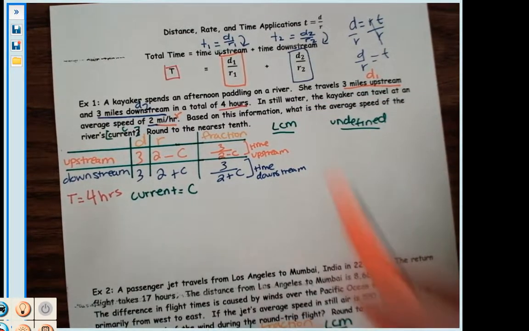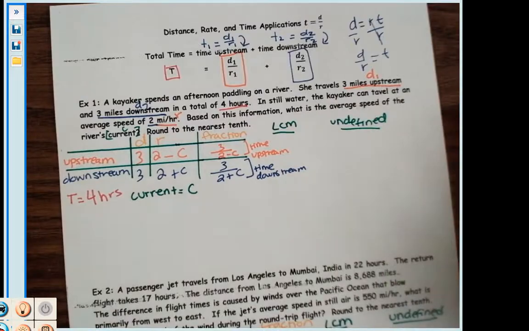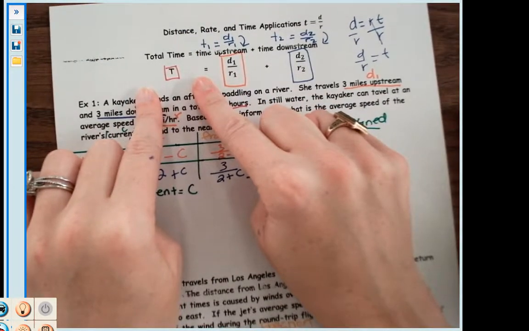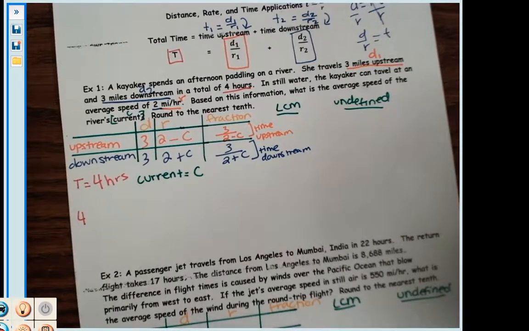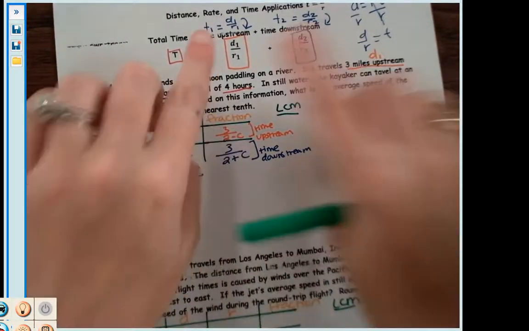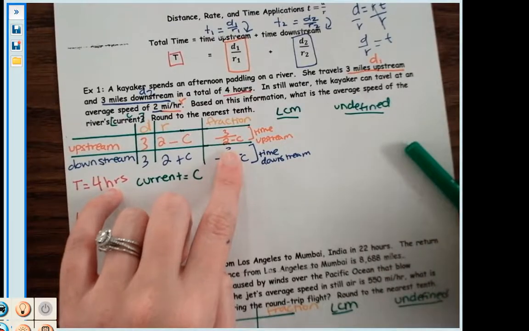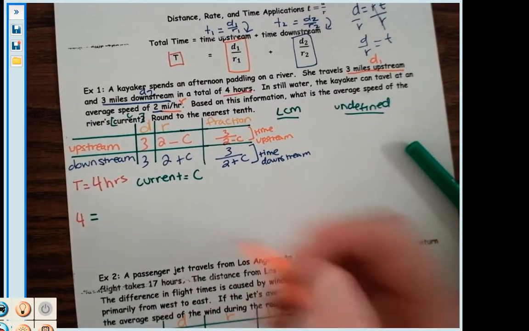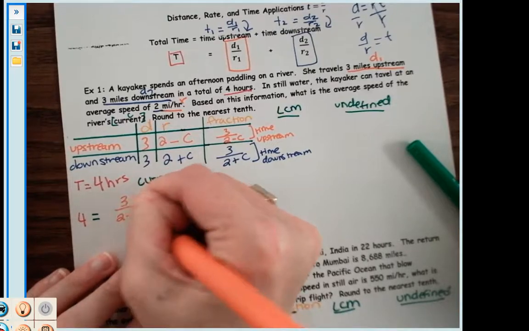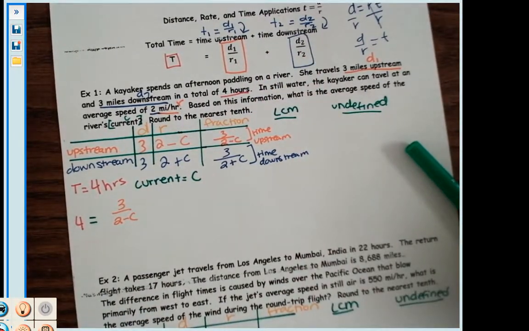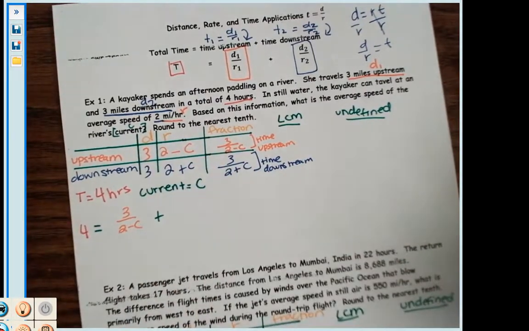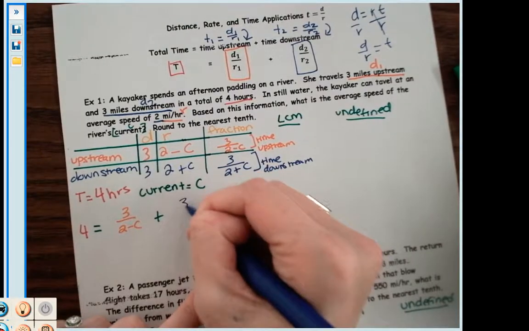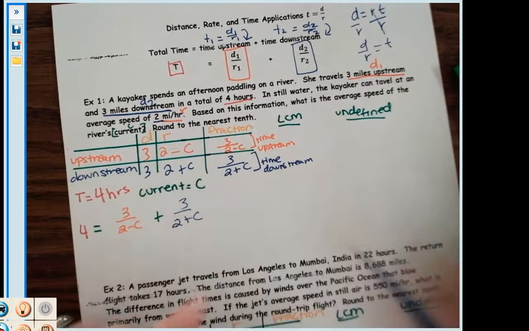All right, so let's set up this equation now that we have all of our information together. Our total time, that's our 4 hours that the kayaker is kayaking. So we're going to have 4 equals our time upstream, which is this first fraction, 3 over 2 minus c. And then plus our time downstream, which is this 3 over 2 plus c.